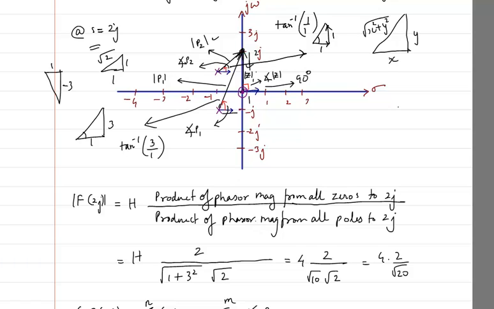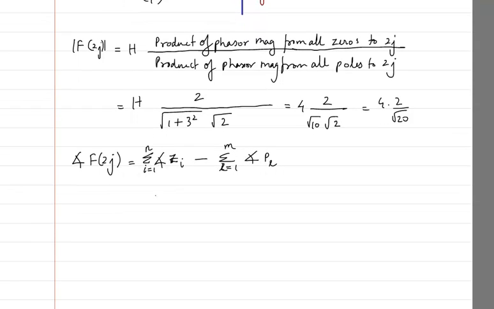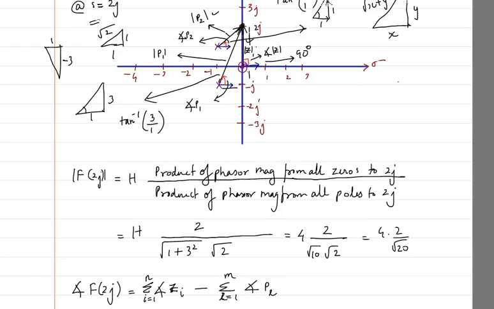And what about the top one? The top one, it's directly 90 degrees, correct? So I will write, therefore angle of F2j is the summation of angle of poles. So the angle of 2 is 0, 2j is 0, 90 degree. So this is 90 degree. Where did I get that 90 degree? I got the 90 degree from here.